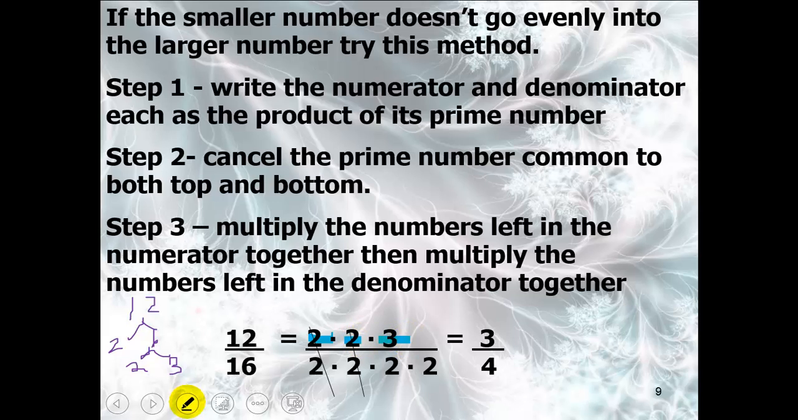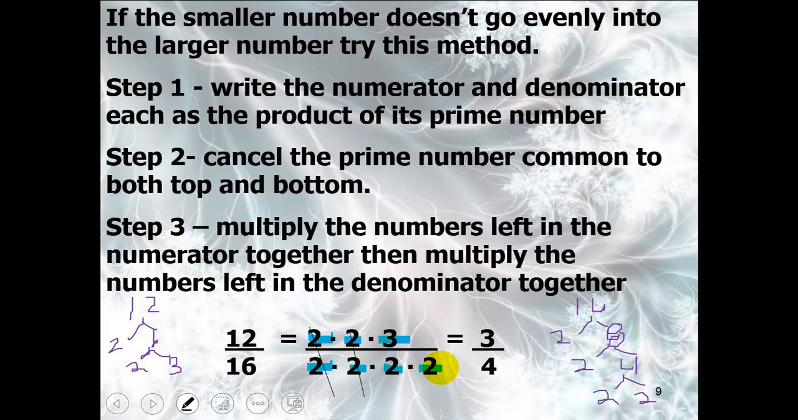Then I'm going to go over here and I'm going to do the same thing with 16. 16 is even, so I'm going to divide by 2, and I get 8. Then I'm going to divide by 2 again, and I get 4, and then I'm going to divide by 2 again. So for 16, I'm going to rewrite it as 2 times 2 times 2 times 2.